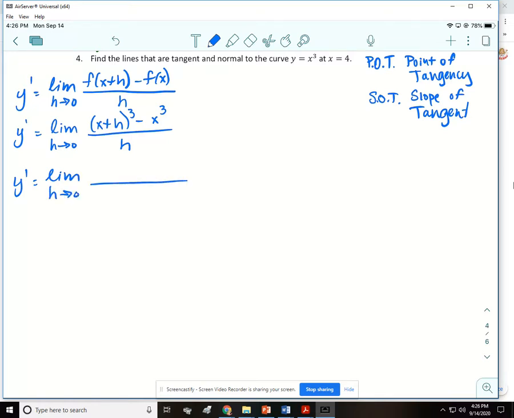Okay, so I'm going to use Pascal's triangle and the binomial expansion. So I'm going to cube x. And then remember that the next number we multiply by in Pascal's triangle is 3. And then the x power goes down, the h power goes up. Right? And then we have another 3. The x power goes down, the h power goes up. And then it's a 1, and then the x power is gone, the h power is a 3. And bring down the x cubed over h.